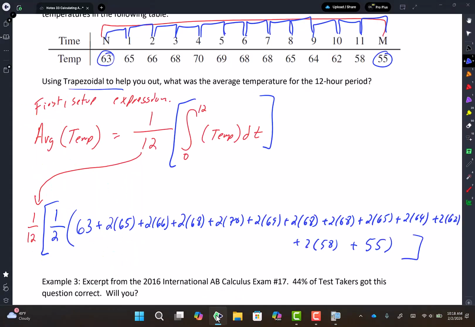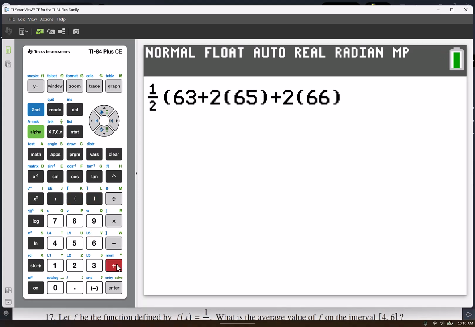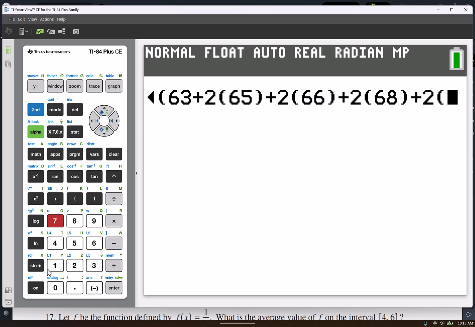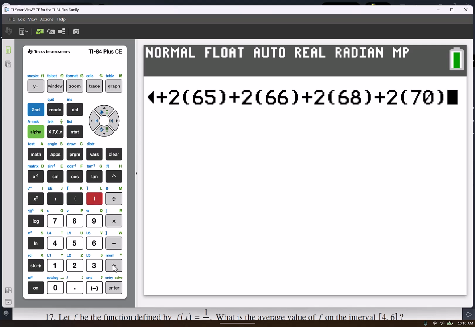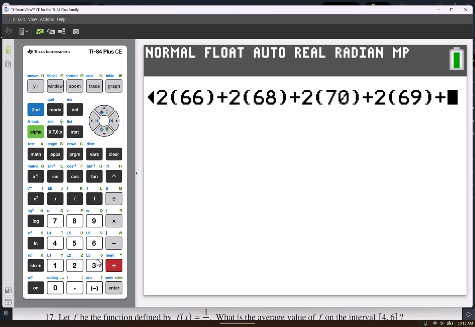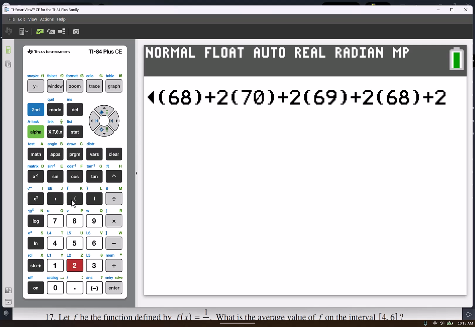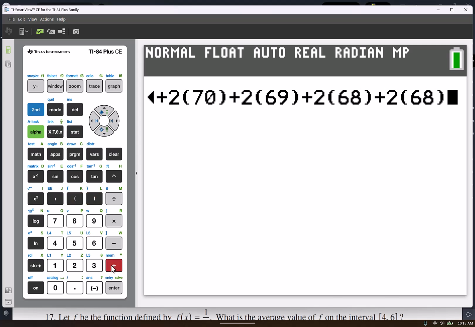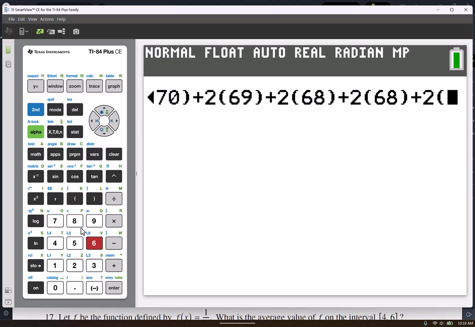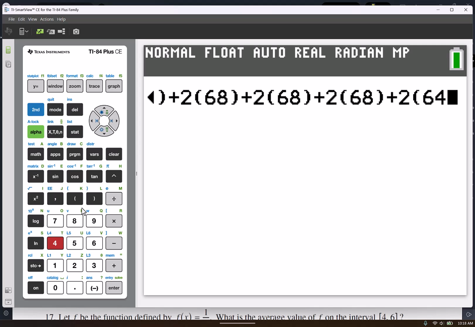Yeah, hook me up with the temperatures. I'm at 2 times 66 plus 68, 70, 69, 68, 68, 65, 64. There's so much room for error here.